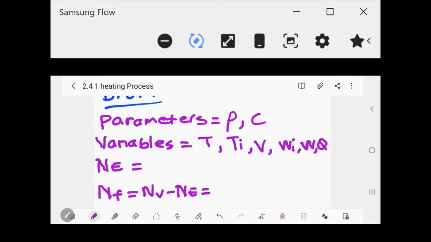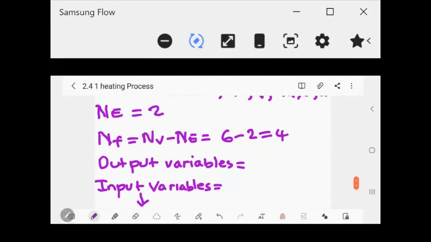Okay, the number of equations, how many equations do we have? We definitely have two. And who has managed to calculate the degrees of freedom for us? Definitely 6 minus 2, which is equal to 4. What are our output variables? Definitely, it is our temperature and volume.